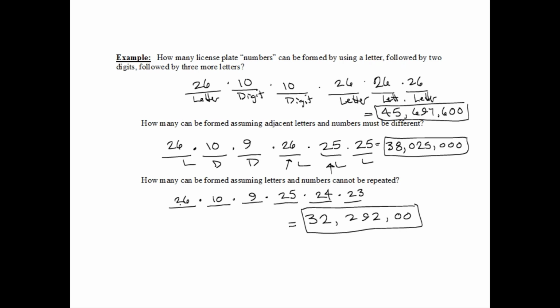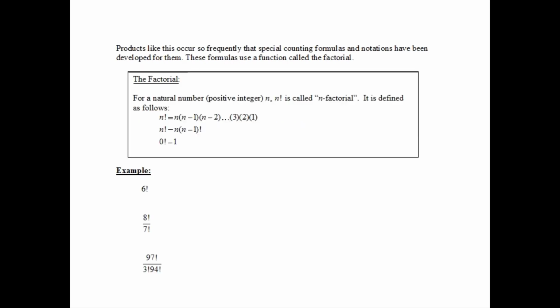Products like this, 26, 25, 24, 23, occur very frequently, and there's a special notation and even a special function on your calculator to deal with them. Let's start with the factorial.